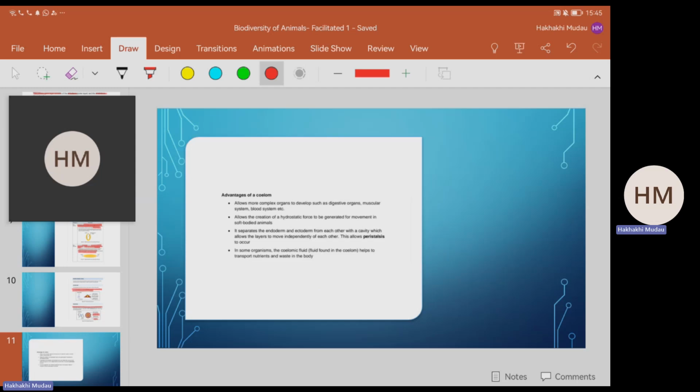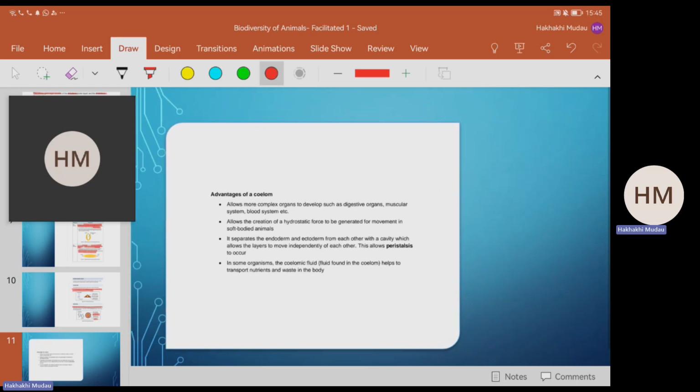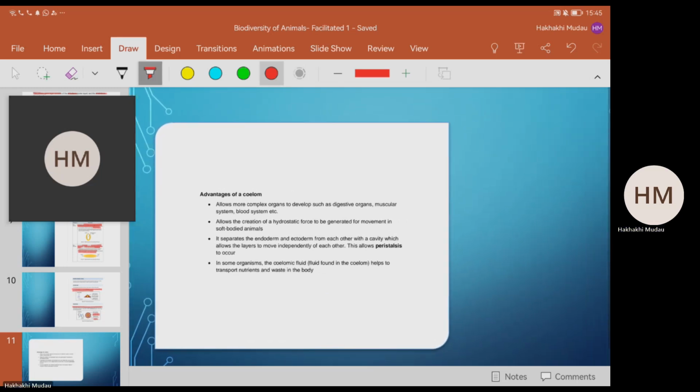So there are advantages of a coelom, right? It allows more complex organs to develop, such as digestive organs, the muscular system, and the blood system. I explained this when we were talking about the mesoderm, that the mesoderm gives rise to the other complex organs in the body of that organism. Once an organism has a coelom, it means that it has a mesoderm, right? Hence we're saying that it allows more complex organs to develop.